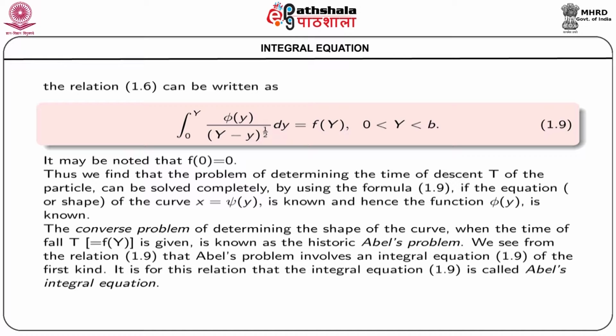So in equation 1.9 we see that the unknown function phi y appears under the sign of integration, and so it is an integral equation of first kind of Volterra type. And this is the Abel's integral equation.